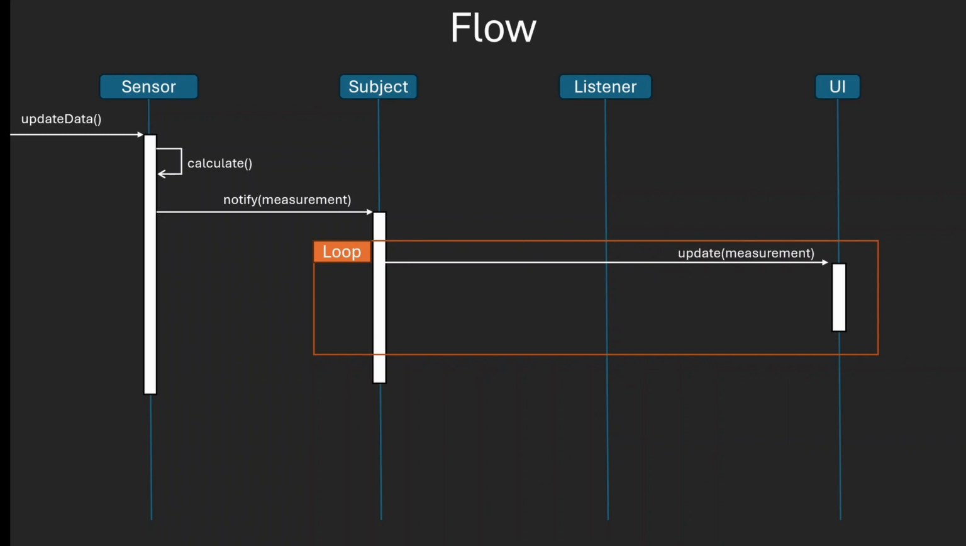I just include the listener interface in the diagram for completeness. The UI class will update its label, and then it's done. After the subject has notified all listeners, that is done too. And the sensors method is done as well. Then, after a second, it all starts over.